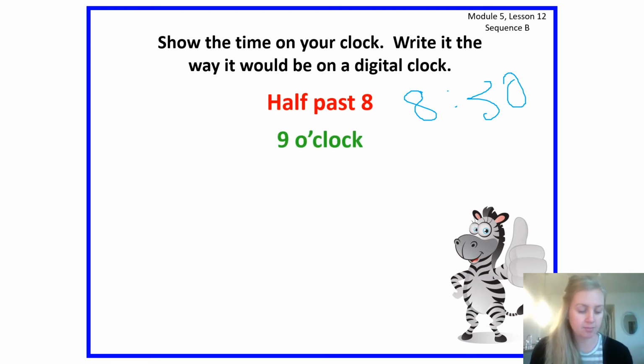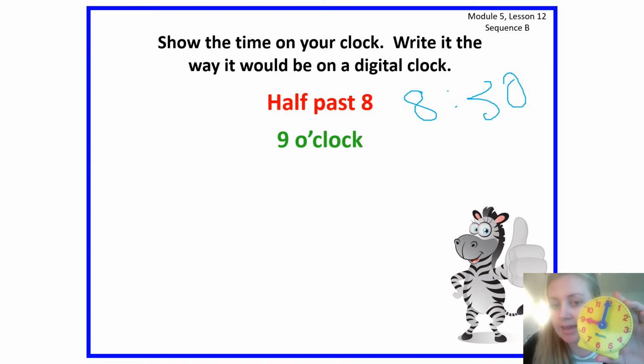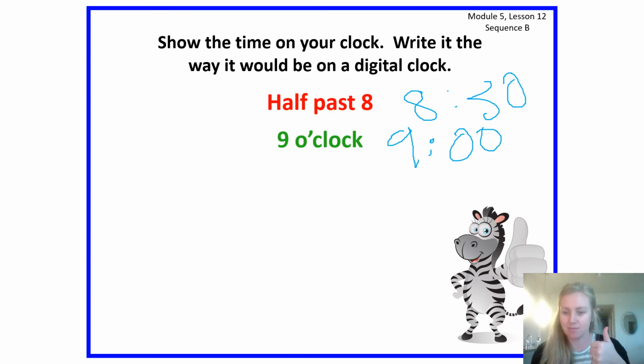Next time, 9 o'clock. You guys got this one. I'm only giving you 5 seconds to show on your clock and write it. You have 5, 4, 3, 2, 1. Show me your clock. It should look like mine. The hour hand is pointing to the 9. The minute hand is pointing straight up to the 12. And to write it like a digital clock, you should have 9 and 2 zeros. Thumbs up if you got it.